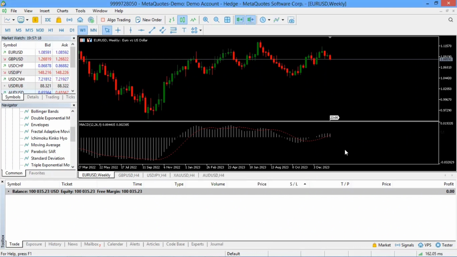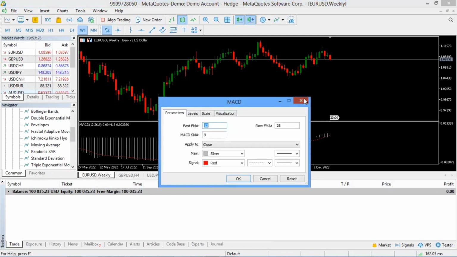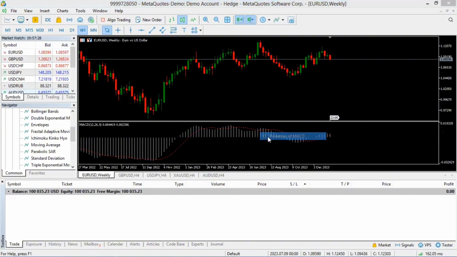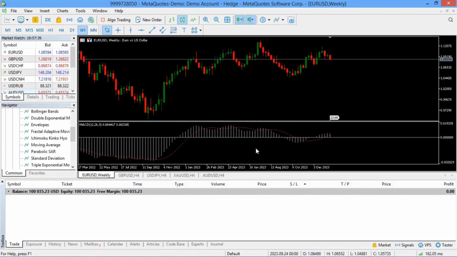So it trades within the 0 value. Let me just put it so you see it. Right click on it, pointing at it where it shows the name, click on properties, and then go to levels. Let me just add the level 0. Of course, you can do without this, please don't get confused. I just want to show you. Have you seen it? So it trades within the 0 line. It trades and it comes to the 0 line and all that.